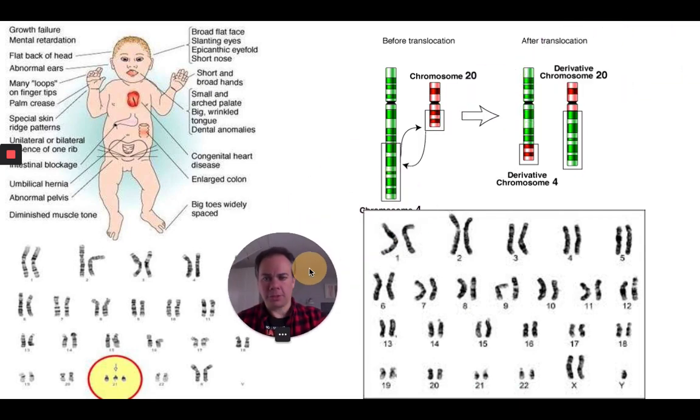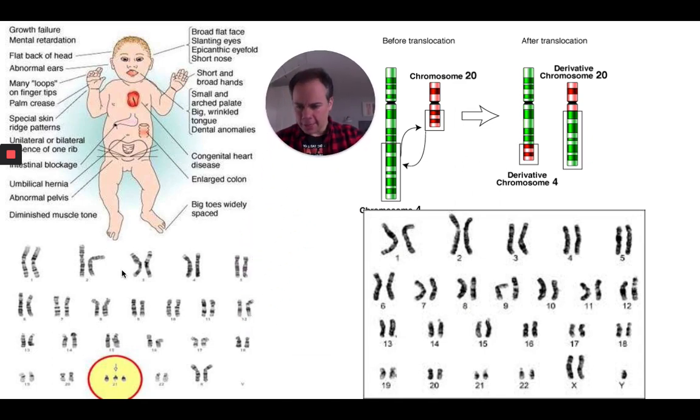Okay, and that's shown here in this diagram. We have a translocation of a part of one chromosome being attached to another chromosome. So chromosome 4 and 20 are swapping pieces, resulting in an abnormality. Here we see an example. This is a karyotype, a picture of the chromosomes of a person with Down syndrome.